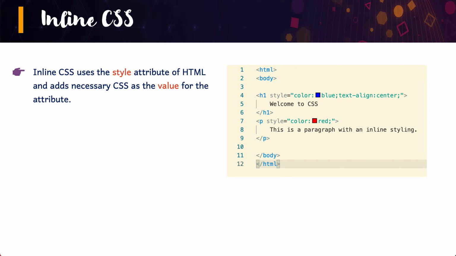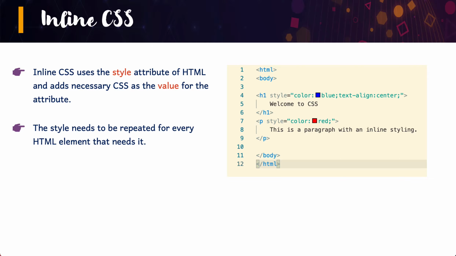Likewise, in line number 7, the style attribute has been defined with a color value of red for the paragraph tag. This is called inline CSS because we are defining the style in line with the actual HTML tag.